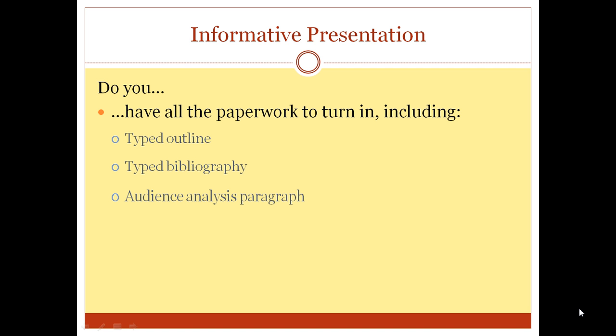Because remember, know your audience is a big portion of this class. The other thing I want to say about the paperwork is part of giving a good speech is being prepared. And having all of your ducks in a row and the paperwork in order shows me that you've come to class prepared and ready to give your speech and that you're on top of things.